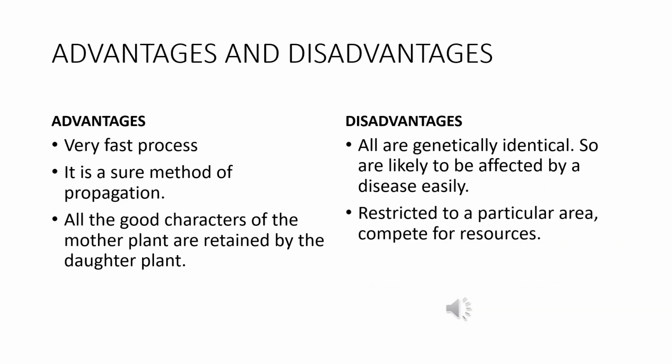So what are the advantages and disadvantages of vegetative propagation? Since it does not involve new plant germination from a seed, it is a very fast process. If we cut a potato and place it in the soil and water the soil, then it will give rise to a new plant. So it is a very fast process and it is a sure method of propagation. The germination of seed depends on a lot of external factors, but vegetative propagation is a sure method of propagation. And all the good characters of the mother plant are also retained by the daughter plant.